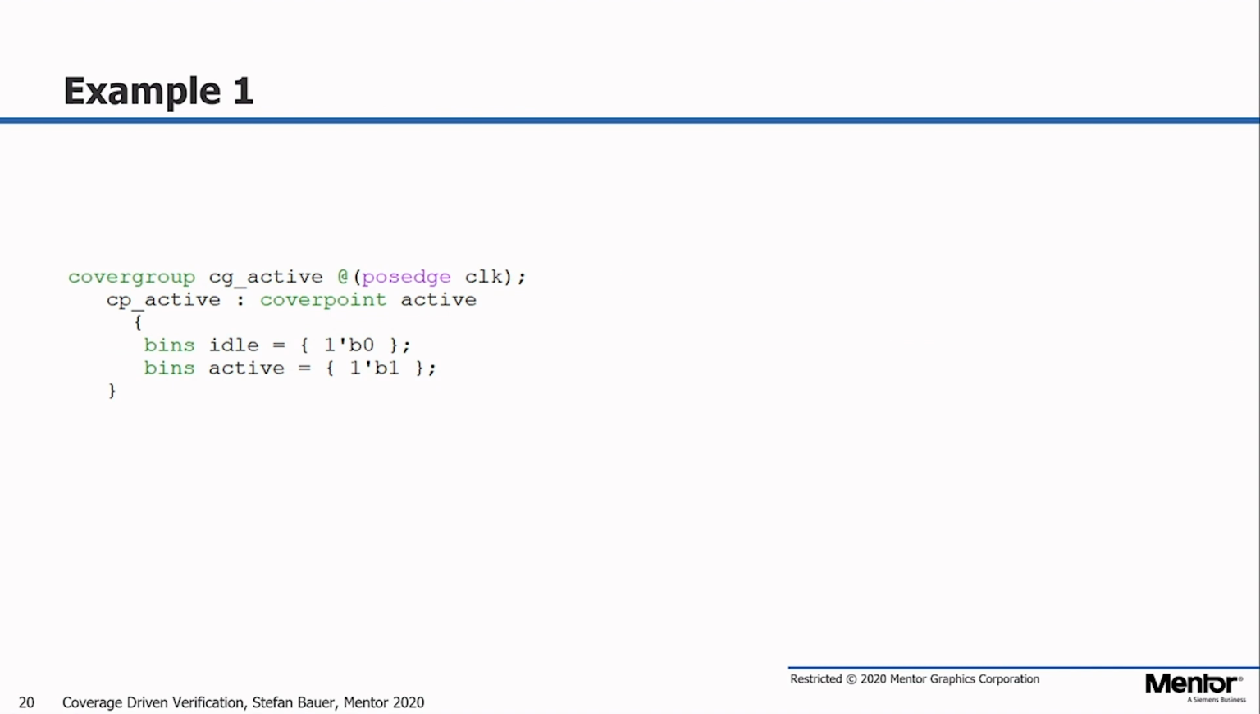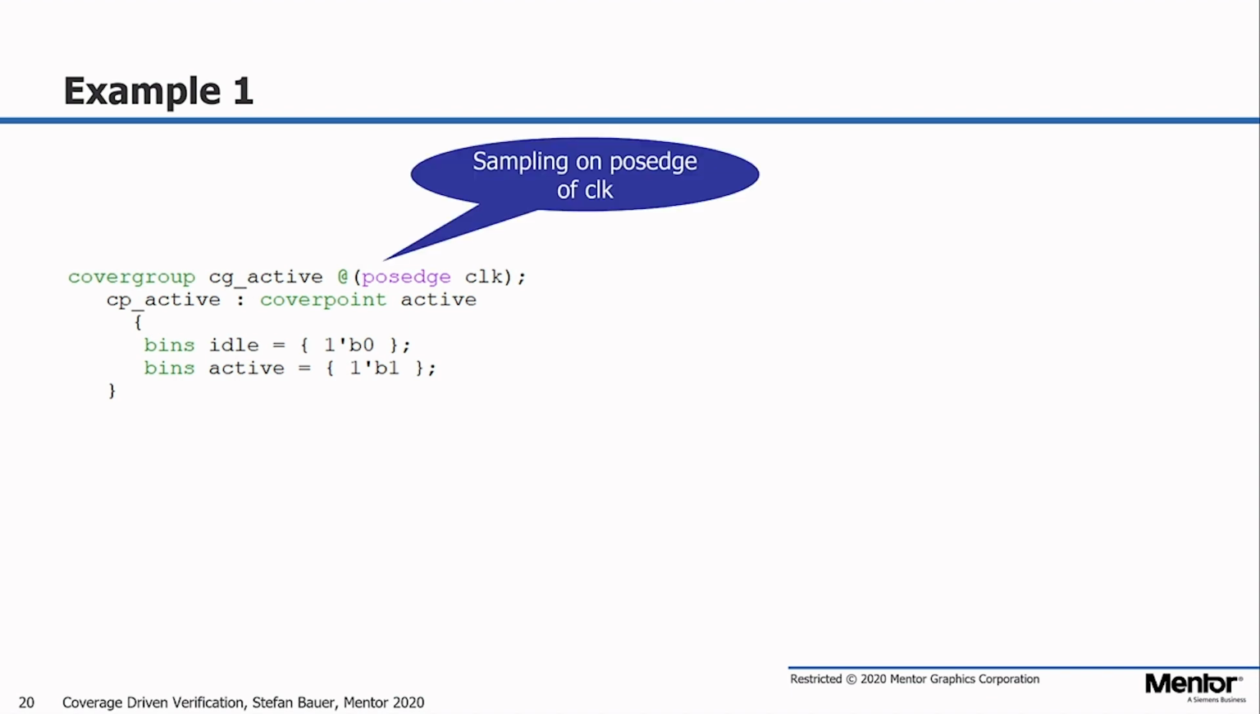In the first example, you see a cover group. A cover group in general, you can see it as a container which contains cover point and cross items. This cover group here is simply sampled at the positive edge of the clock. Just as a side note, I would not recommend using the clock as a sample event. It simply will generate such a huge amount of data, which you definitely do not need. So again, you really need to think on which event you want to sample a cover group.